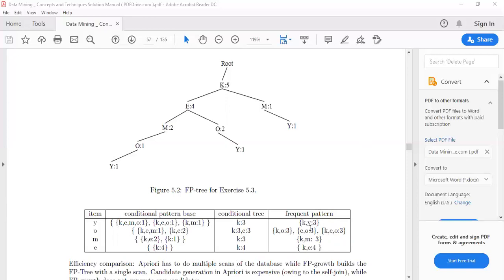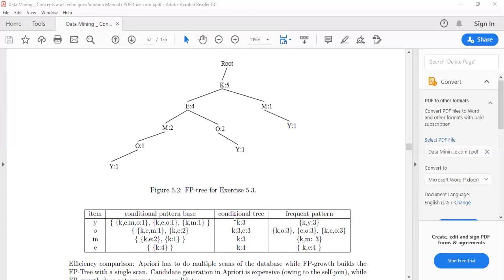Now, for the frequent patterns, how many patterns can we combine? K can be combined with Y 3 times, and K can be combined with O 3 times. E can be combined with O 3 times. This is the way we are combining it. So KOE can be combined 3 times. Similarly, K can be combined with M 3 times. KE can be combined with E 4 times.